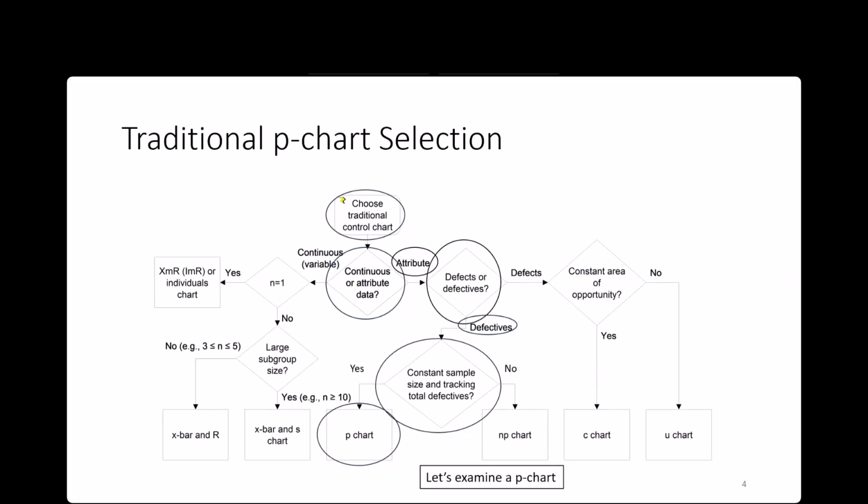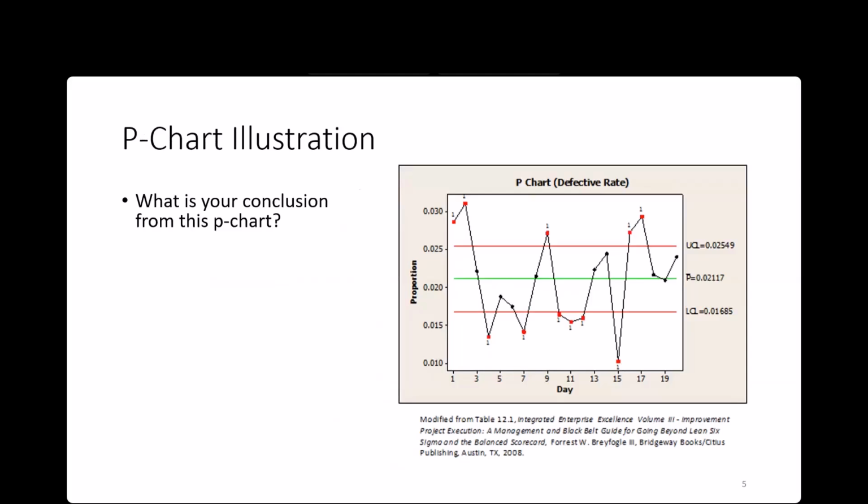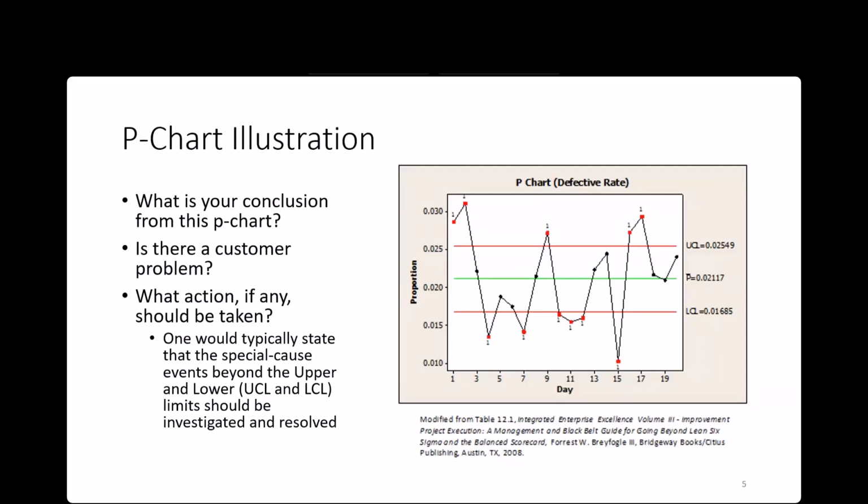Now let's examine a P-chart. What's your conclusion from this P-chart? Is there a customer problem? What action, if any, should be taken? One would typically state that the special cause events beyond the upper and lower control limits, that's UCL and LCL limits, should be investigated and resolved.